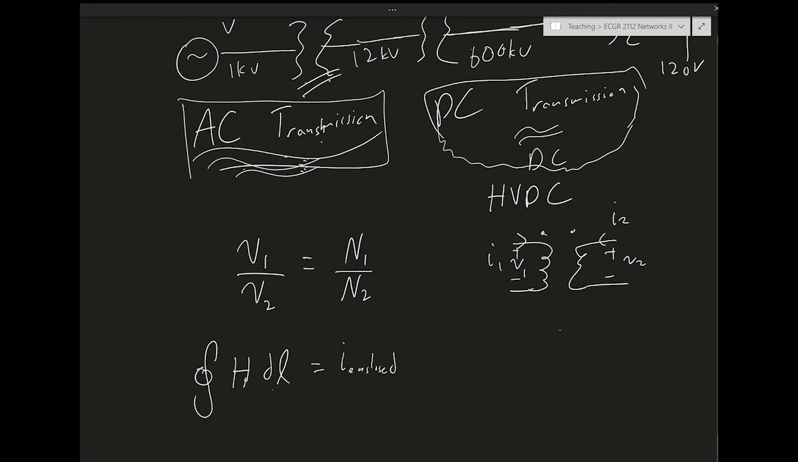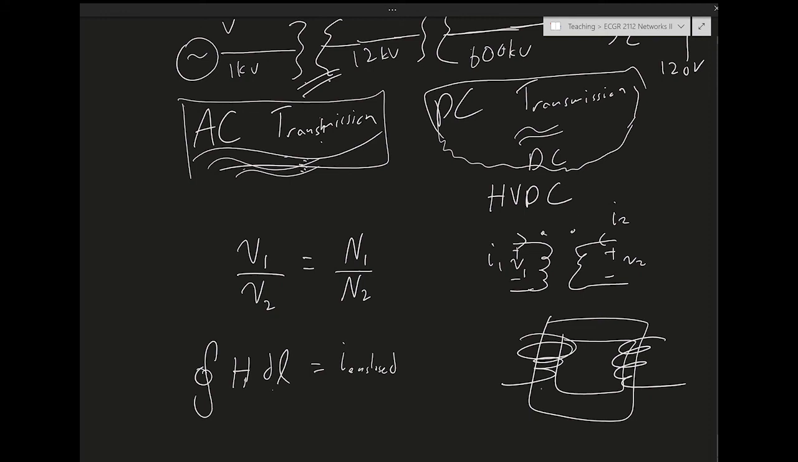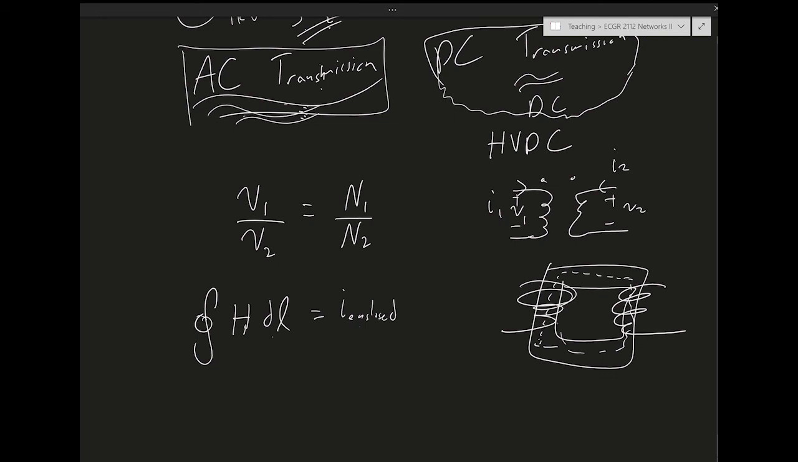So I have my core here and have my windings. If this integration is happening over a path, this path, right? If I integrate the magnetic field over this path, the integration of this magnetic field over this path equals the total I enclosed. But what's the total I enclosed in this path? Well, the total I is I1 times the number of windings, right?